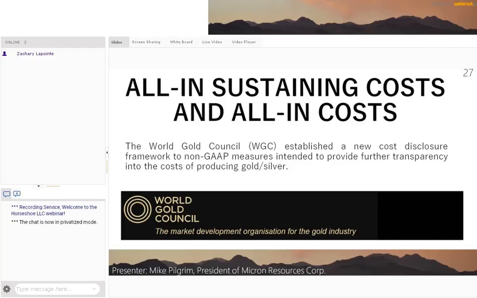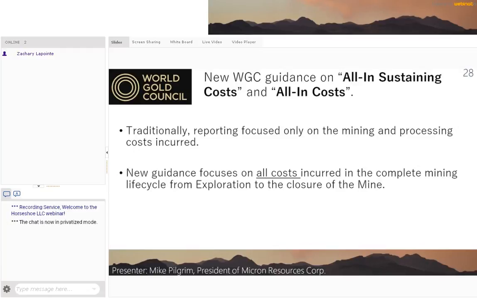The World Gold Council is an independent group that wanted to change the parameters because cash cost doesn't really tell you anything. I can tell you that cash cost is that low. Matter of fact, a lot of companies did during that time frame in the mining industry, but they wanted to have more parameters to show the real cost of mining. And this disclosure is required in order to provide further transparency into the cost of producing gold and silver.